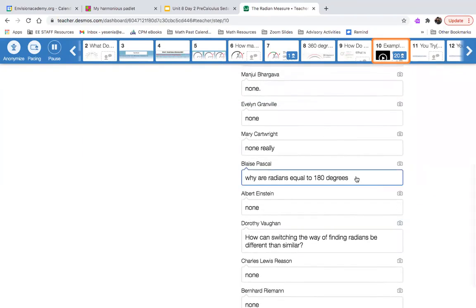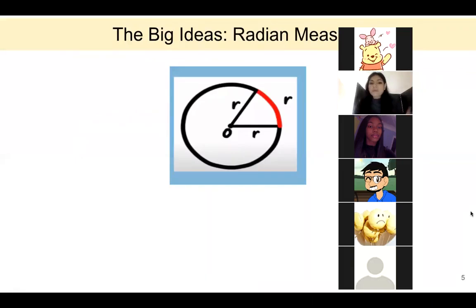Okay, so I see two different questions. So right now, what were our big findings, the big ideas from last time? Remember, we're trying to deeply understand what a radian is, where it comes from, how you create one. The best way I like to think of it is using this image. A radian is when you create an arc length that has length r, which is the radius of your circle.